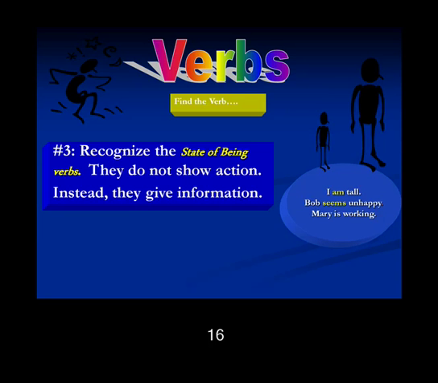Here are examples. I am tall. Bob seems unhappy. Those are linking verbs. I equal tall, Bob equals unhappy. Then a helping word is in Mary is working. Is is the helping word.